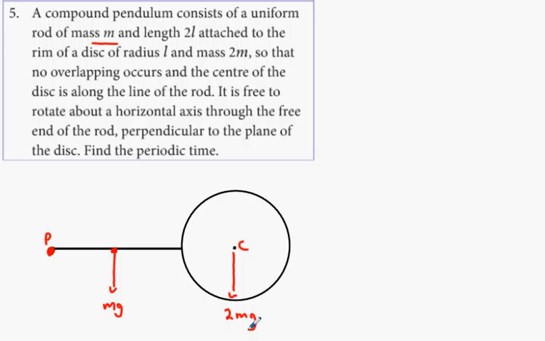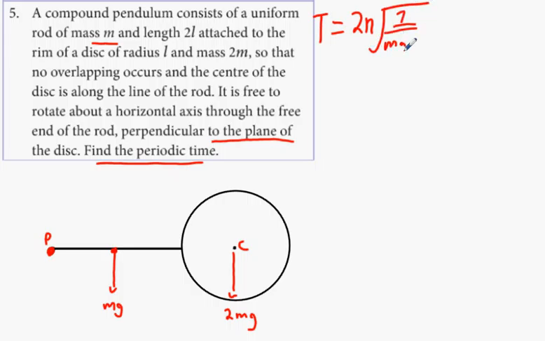Okay, what I'll do at the very beginning is remember the h value, we're going to need it eventually. So periodic time is 2 pi root of I over mgh, but h refers to the distance of the center of gravity away from the axis we're talking about. Okay, so we'll do that first. Marking some lengths here, we'll go for that being L, because the rod is of length 2L and the disc has radius L.